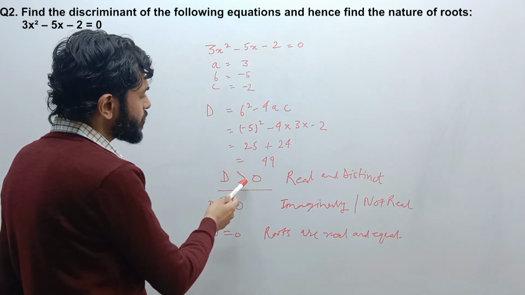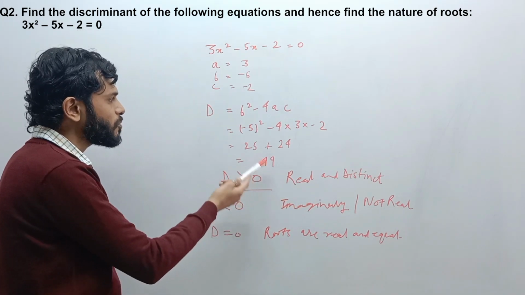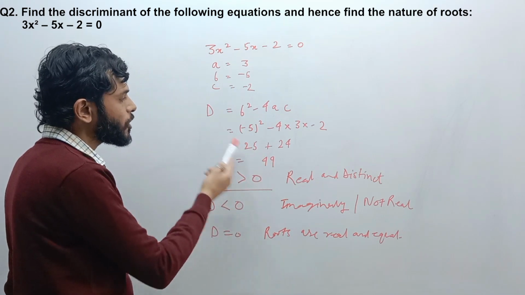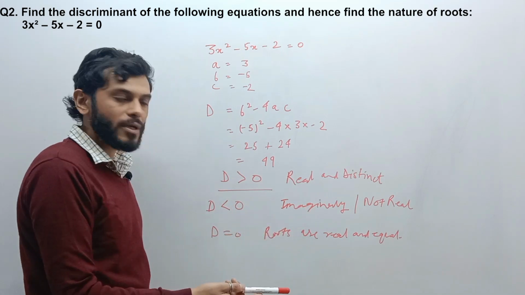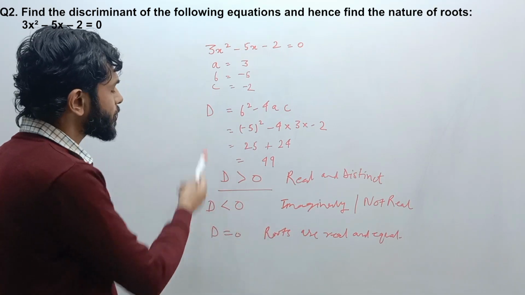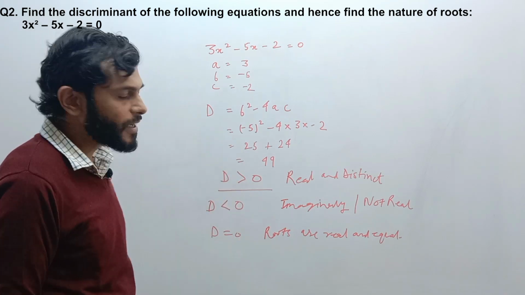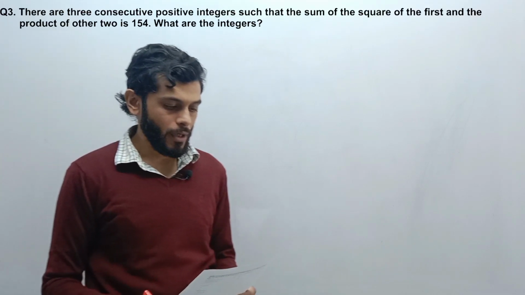So if d comes greater than 0, then the roots would become real and distinct, and d greater than 0 means the value of d would be positive. If d is less than 0, meaning the value of d becomes negative, then the roots will be imaginary or not real, hence you cannot solve that quadratic equation. And if d comes equal to 0, the roots are real and equal. Now let us solve some word problems based on quadratic equations.